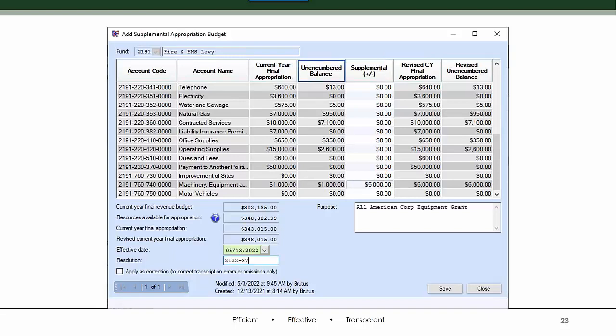So I'm going to increase my $5,000. I typed a purpose in the box, but you don't have to. And my effective date was the date of the meeting and my resolution number. So of course in training land, the date has moved forward. We're actually sitting on the 13th of the month because that's the way it works in Magic Training Land.